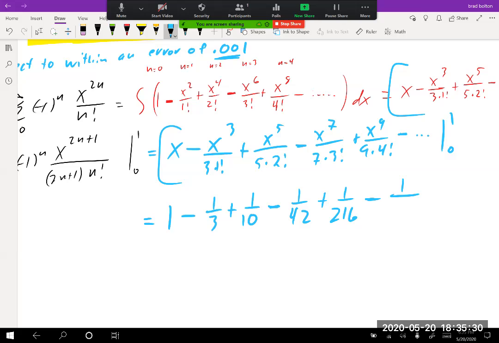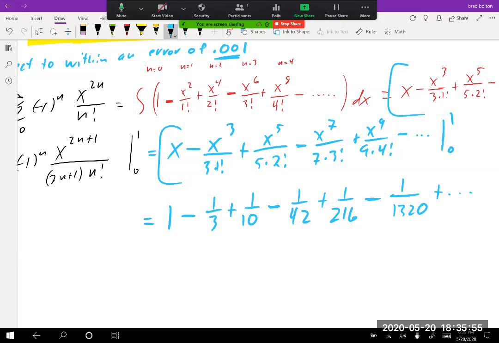Oh, I already did that one. And now the next one would be the 11th term, I guess, which would be 1 over 11 times 5 factorial. So I get 1320 for that one. So we need to find a term that is less than 0.001.